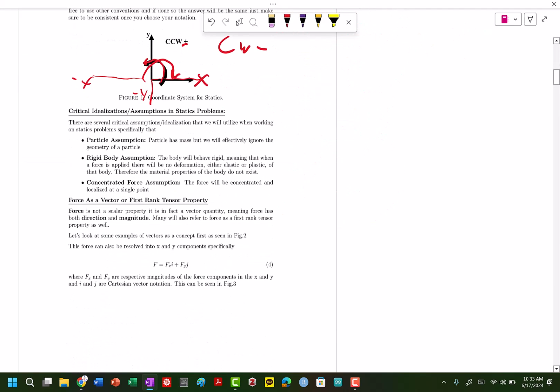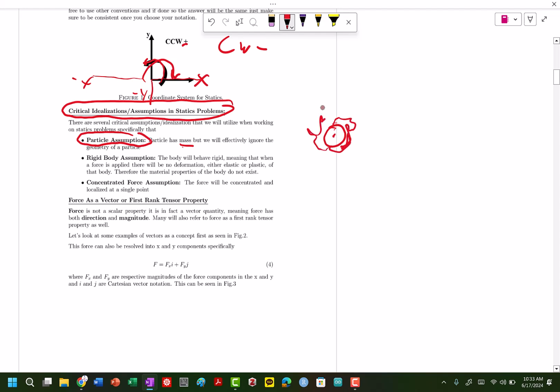Additionally, there are going to be some critical assumptions and idealizations that we're going to utilize a lot in statics problems. In particular, we're going to make a particle assumption, meaning that we are going to assume that a particle has mass, but we will effectively ignore the geometry of a particle. So our particle will have some mass, but we're just going to ignore if it has some kind of strange geometry here. We're just going to treat it as a mass.